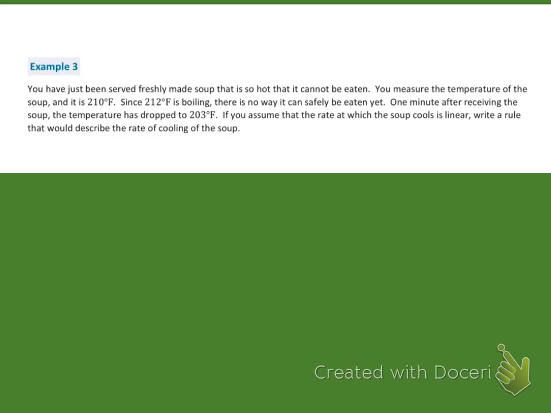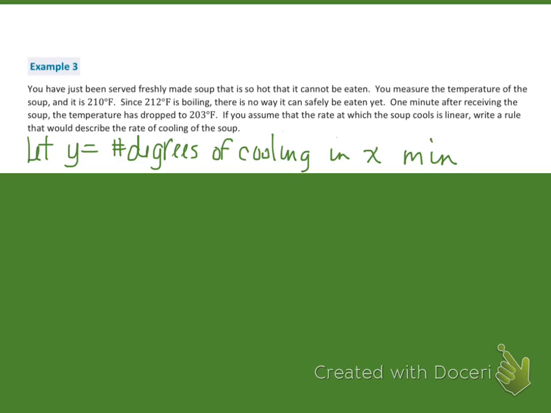So we could let y equal the number of degrees of cooling in x minutes, we'll say. So if y is the number of degrees of cooling in x minutes, then can we write a function rule for this? So we're assuming a constant rate.